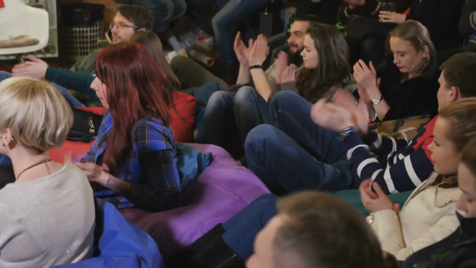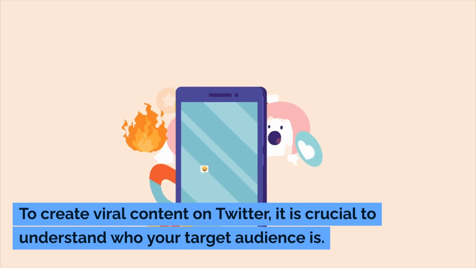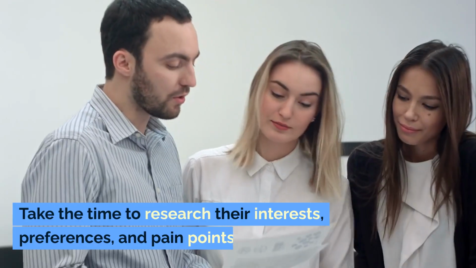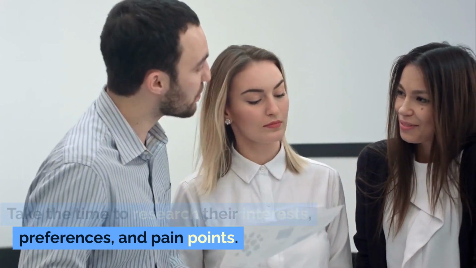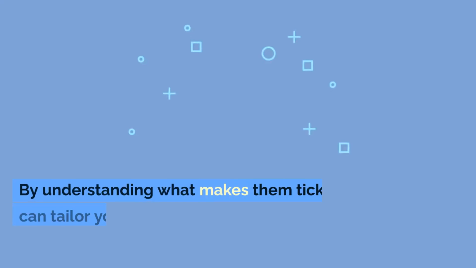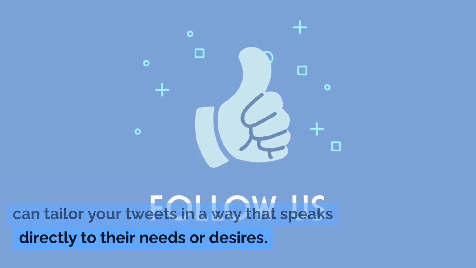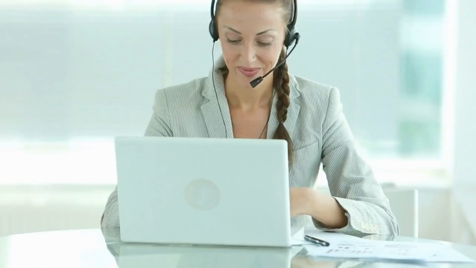Understand your audience. To create viral content on Twitter, it is crucial to understand who your target audience is. Take the time to research their interests, preferences, and pain points. By understanding what makes them tick, you can tailor your tweets in a way that speaks directly to their needs or desires.